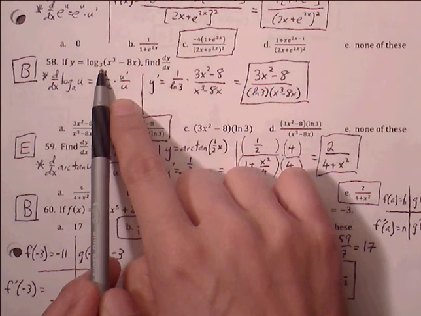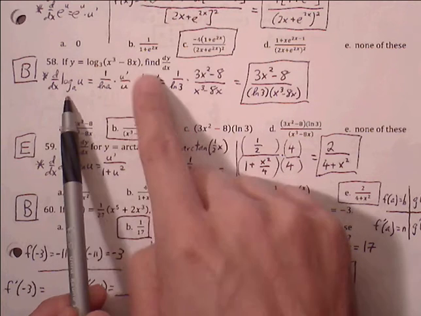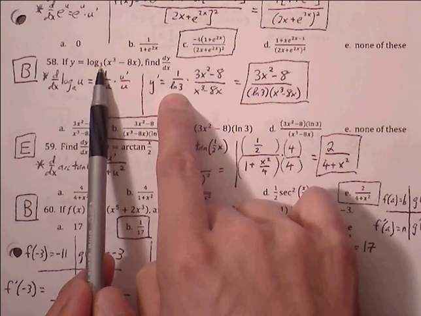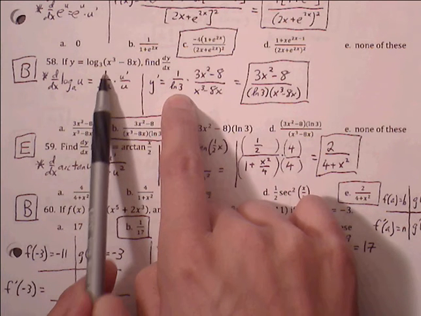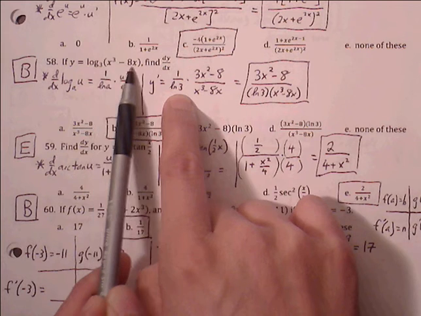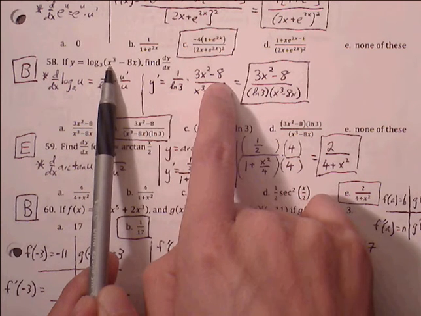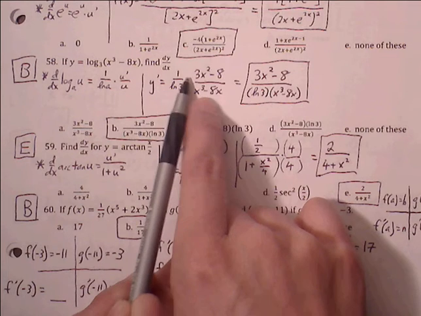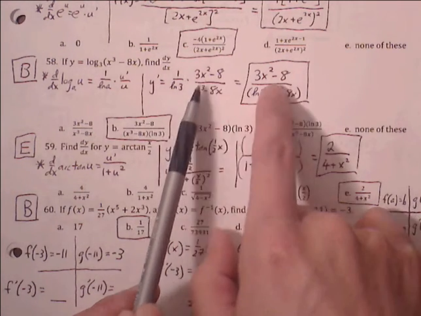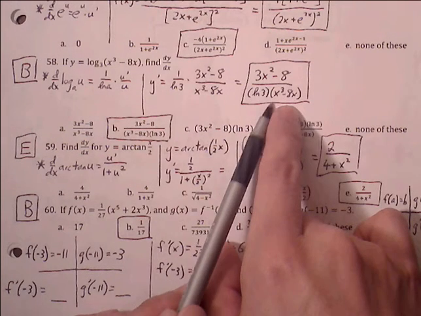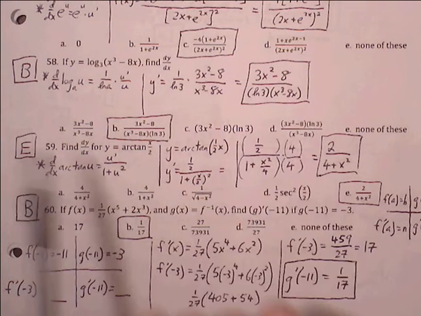So our a value is 3. Our u is x cubed minus 8x. So we just follow the rule. So 1 over ln of 3, okay, a is 3, times u prime over u. So the derivative of my parentheses here is 3x squared minus 8 all over u. And now I can put all this as one fraction. So 3x squared minus 8 over natural log 3 times x cubed minus 8x. And that's answer choice B.